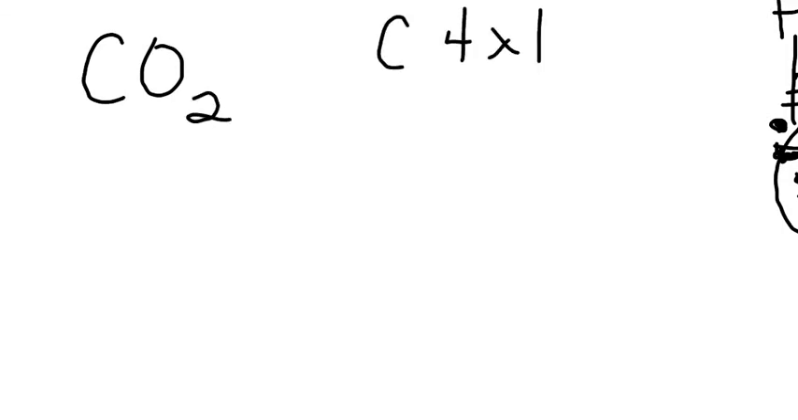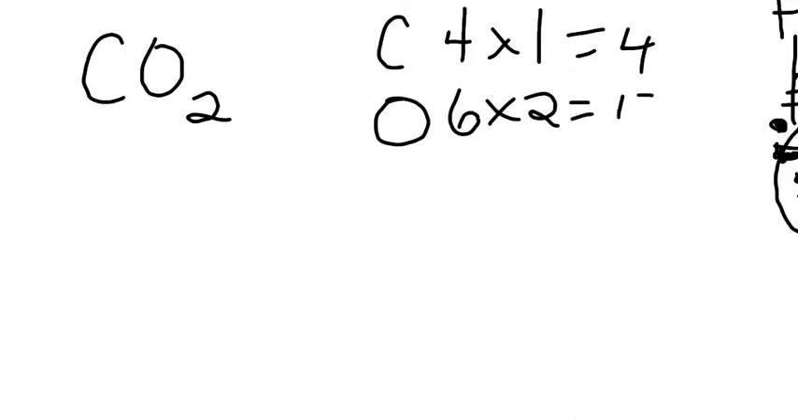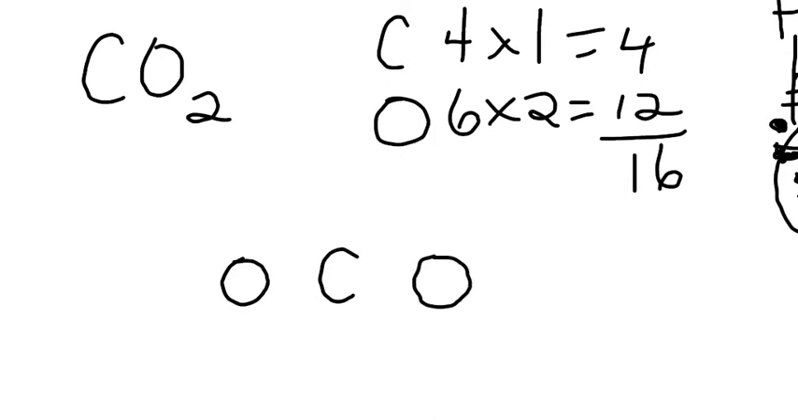Let's do a more complicated molecule, carbon dioxide. Carbon has 4 valence electrons, and there's only 1 carbon. And each oxygen has 6, but there are 2 oxygen. So that gives me 12. Altogether, I have 16. Since I have 1 carbon, I'm going to put it in the center. And I'm going to put an oxygen over here and an oxygen over here. I'm going to put 1 pair here to bond, 1 pair here to bond, and I've used 4.